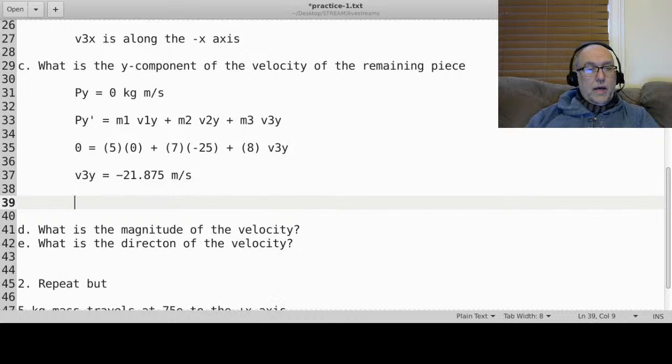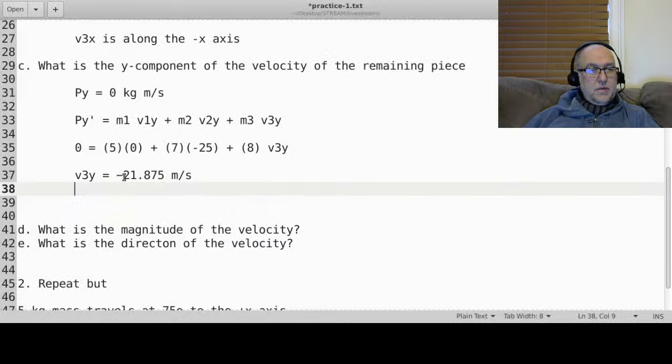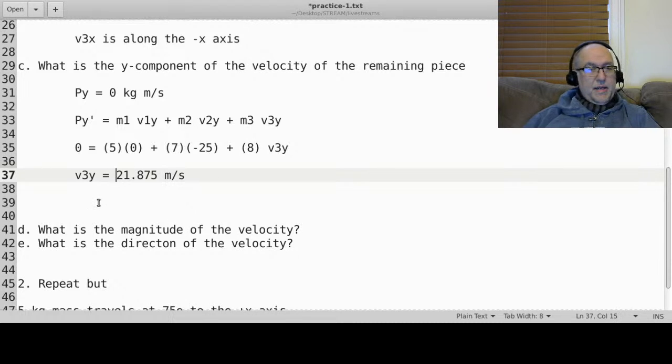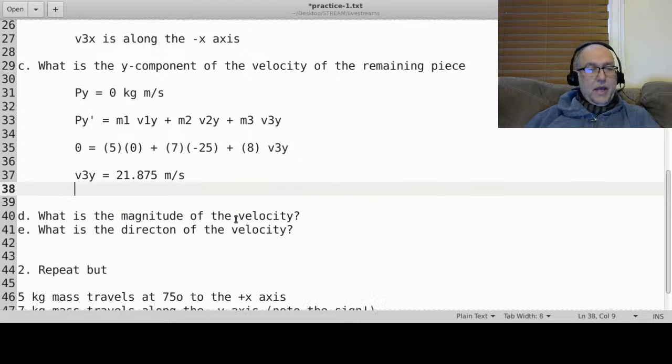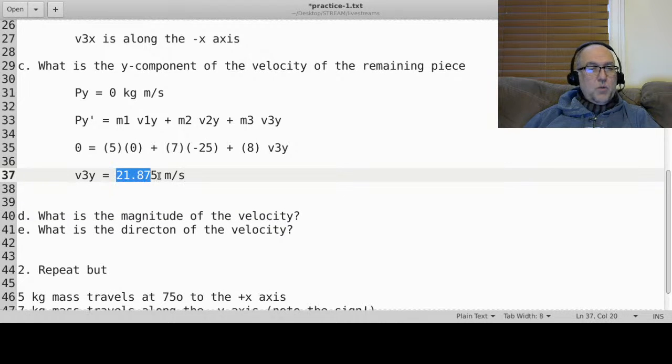So is this what we expected? Actually, it is not, because I made a mistake. I forgot to multiply by negative 1. There we go. That's what we wanted. So 21.875 rounds off to about 21.9 meters per second, and it's going to be along the positive y direction.